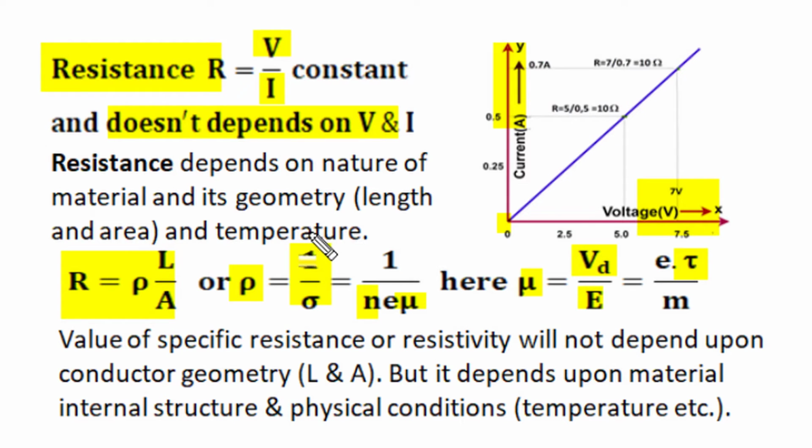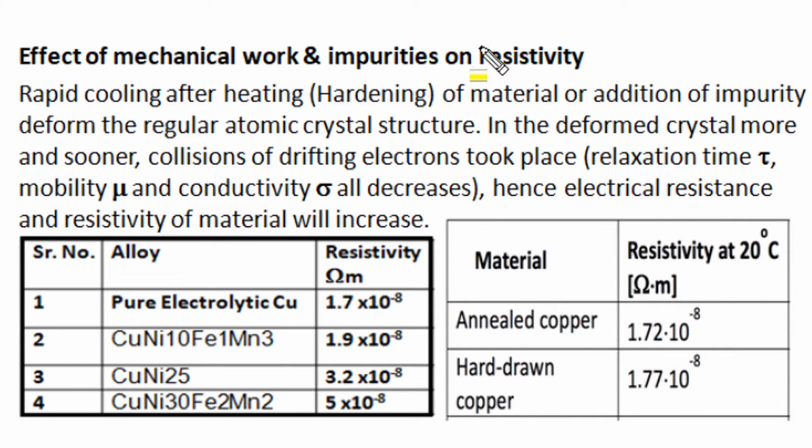And today in this video we'll study how different factors affect the resistivity of a conductor. Temperature is the most important parameter which affects resistivity, but we will start with effect of mechanical working and impurity on resistivity first, as both effects can be explained on similar lines. Now the rapid cooling after heating is called hardening, and such hard-drawn copper has higher resistivity as compared to a material which is annealed.